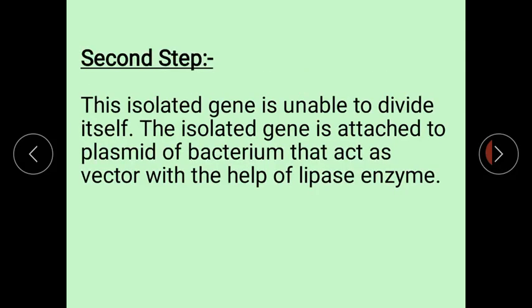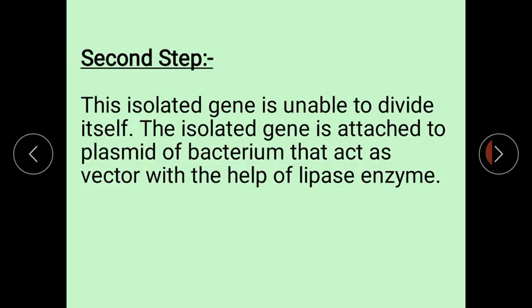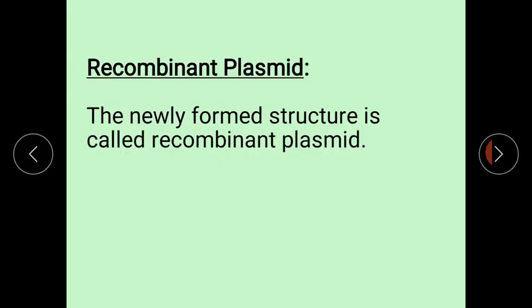In the second step, the isolated gene is unable to divide itself. What is the isolated gene? That gene of interest. Okay? This gene of interest is the isolated gene. This gene is unable to divide itself. The isolated gene is attached to the plasmid of bacteria, which acts as a vector, with the help of ligase enzyme. The newly formed structure is called recombinant plasmid.